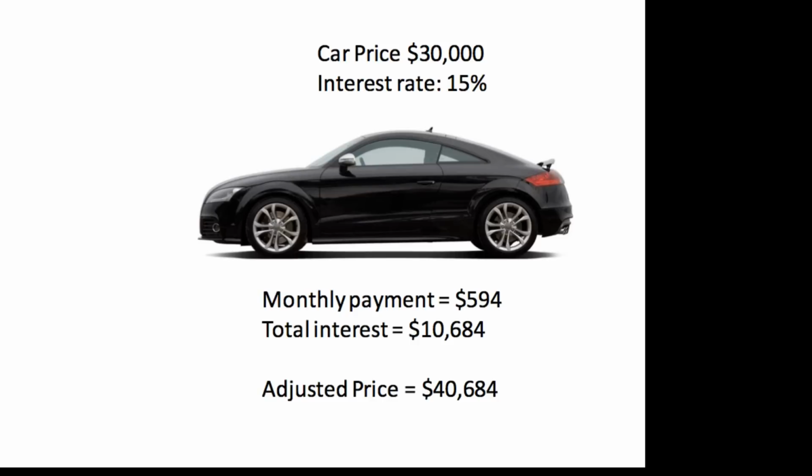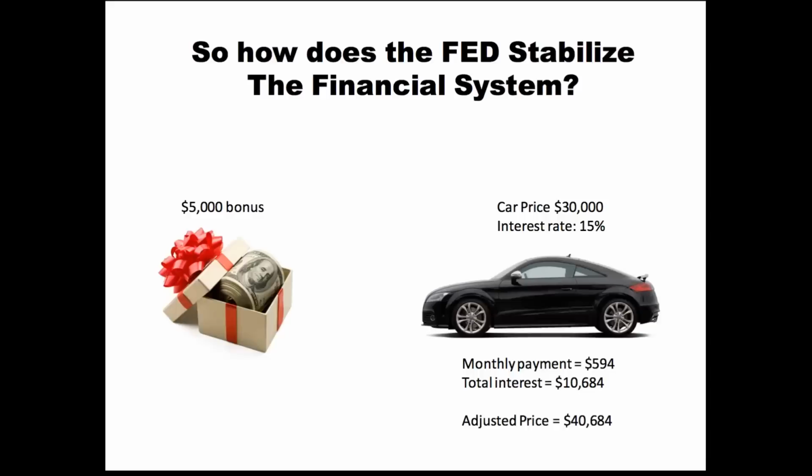And the total interest that you'd pay over that 5-year period would be $10,684. So the adjusted price on this car, it's not a $30,000 car, it's actually a $40,684 car. And because that price was higher than what you valued that car at, of being $35,000, you don't buy it because it's too expensive. That monthly payment's way too high.